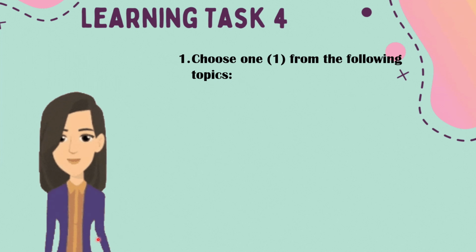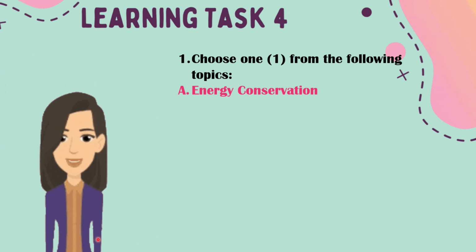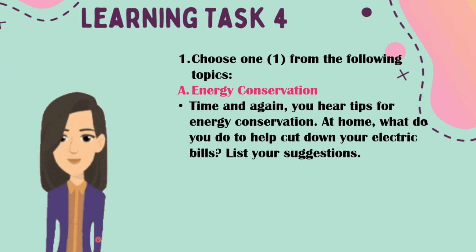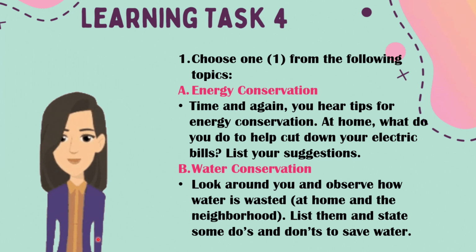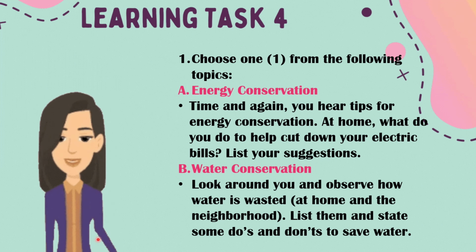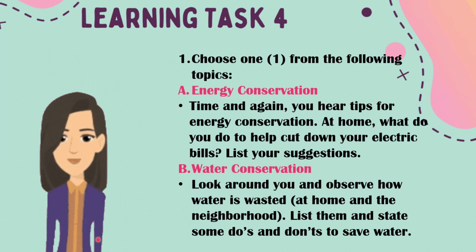For your final task, you're going to choose one from the topics below. The first one is energy conservation. Time and again, you hear tips for energy conservation. At home, what do you do to help cut down your electric bills? List your suggestions. The other one is water conservation. Look around you and observe how water is wasted at home and the neighborhood. List them and state some do's and don'ts to save water.